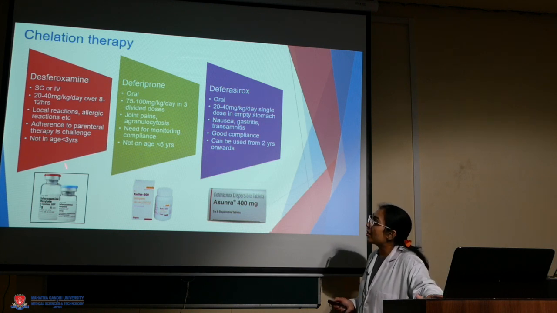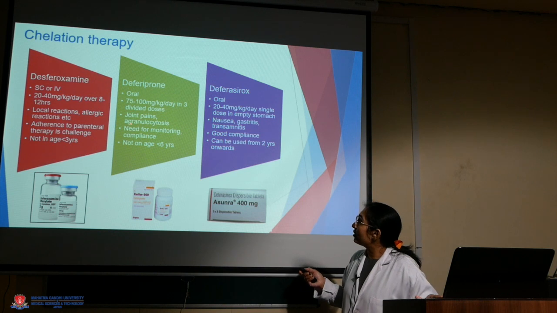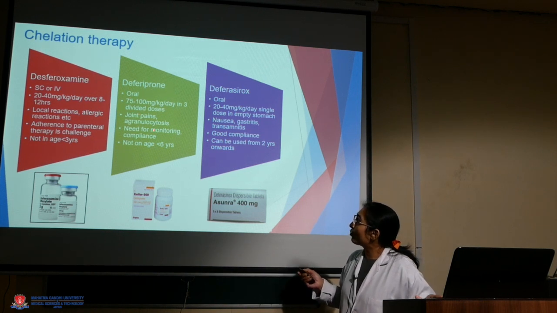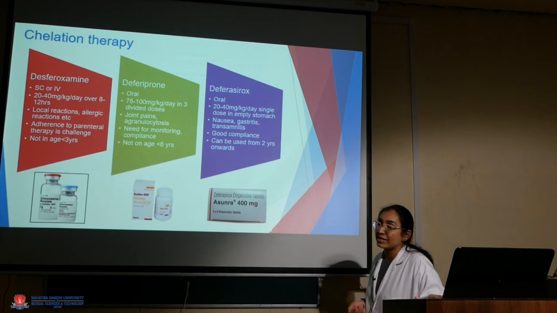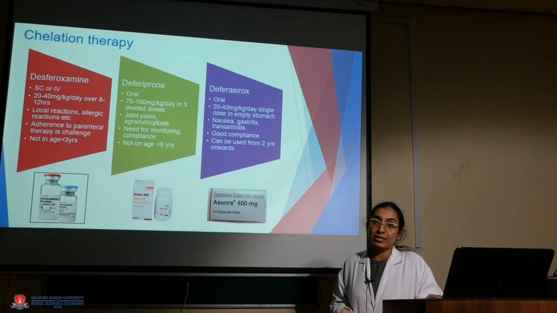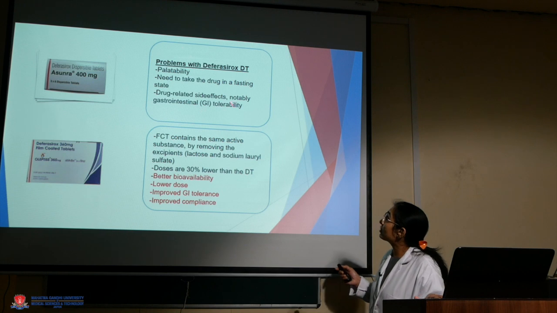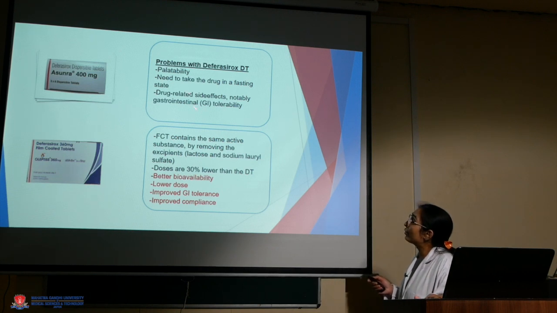This was the older one, but it is still very useful, though it is avoided because of parenteral usage. This is another very good chelator, deferiprone, but it causes joint pains and agranulocytosis, and it is not for children less than 6 years of age. This is a very good iron chelator because it has to be taken only once a day, so it has good compliance: deferasirox. The problem with deferasirox dispersible tablets is palatability, and you need to take them in a fasting state.